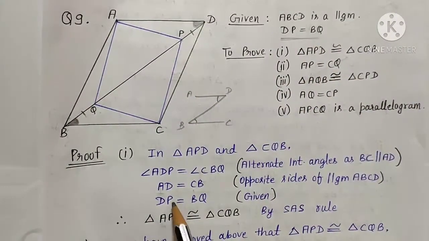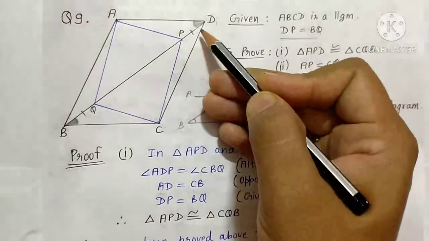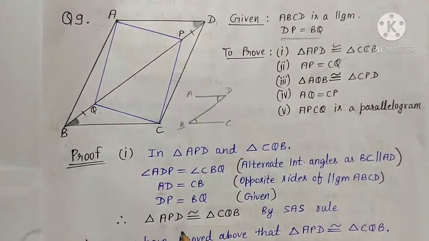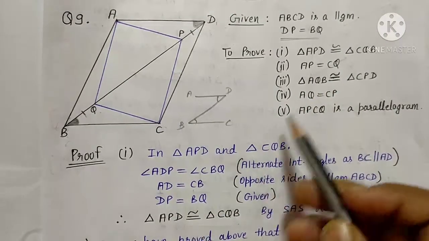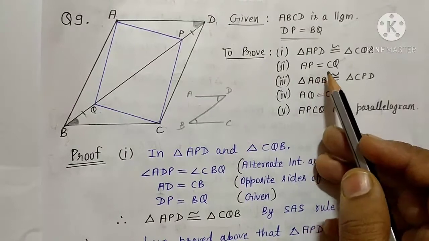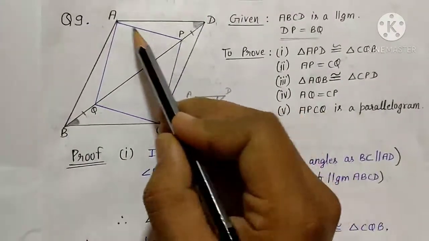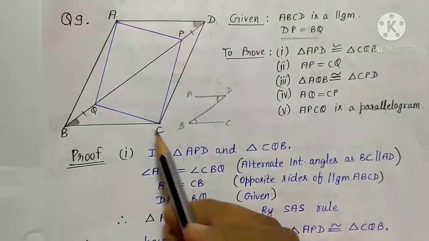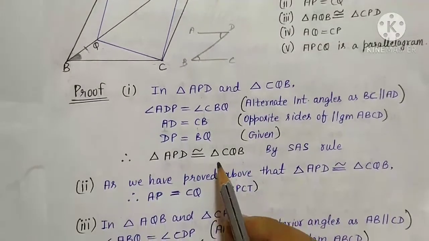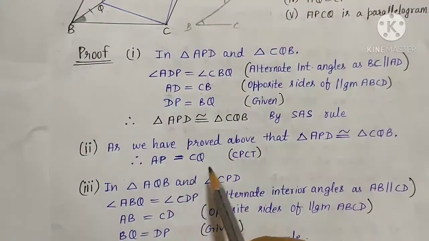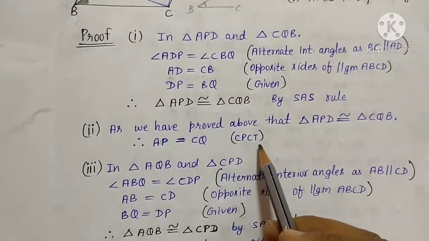Now as you can see, we have taken two sides and one angle, and that one angle is also the included angle. So by the SAS rule, these two triangles are congruent. So here we have proved our first part. Now in the second part we have to prove that AP is equal to CQ. AP is a part of triangle APD and CQ is a part of triangle CQB, which we have already proved are congruent. Therefore these two sides are also equal by CPCT, corresponding parts of congruent triangles.